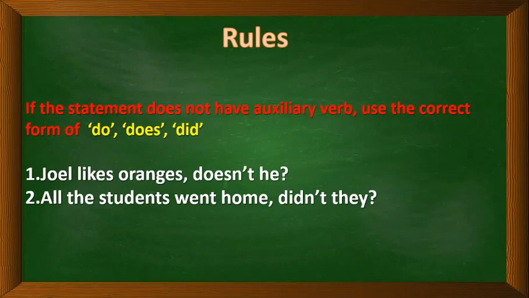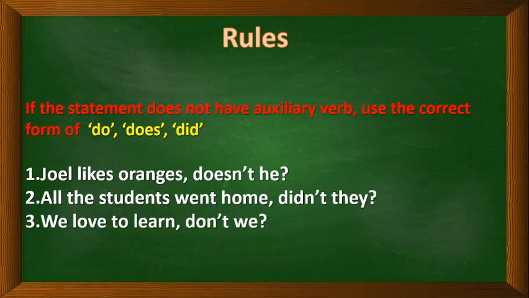Let us pay attention to the habitual expression. We love to learn, don't we? All right. This is the habitual expression. We love to learn, don't we? If you look at this habitual expression, you can see that the love is in the base form of the verb. Thus, we'll bring the base form of the verb do.